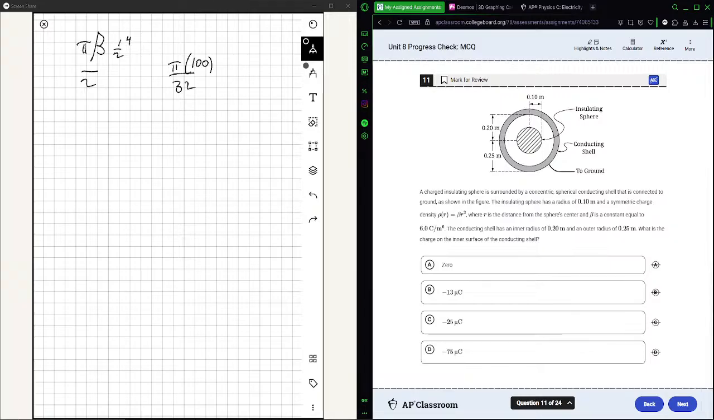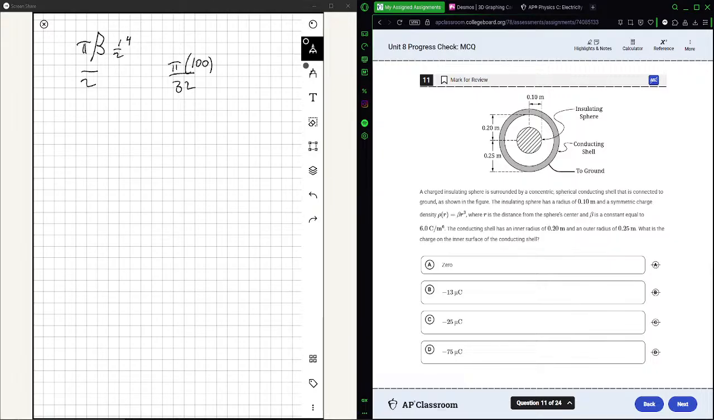Okay. A charged insulating sphere is surrounded by a concentric spherical conducting shell that is connected to the ground, as shown in the figure. Yo, Carnegie Mellon's gonna be seeing that, bro. Probably. A charged insulating sphere is surrounded by a concentric spherical conducting shell that is connected to ground, as shown in the figure. Ooh. I don't know.